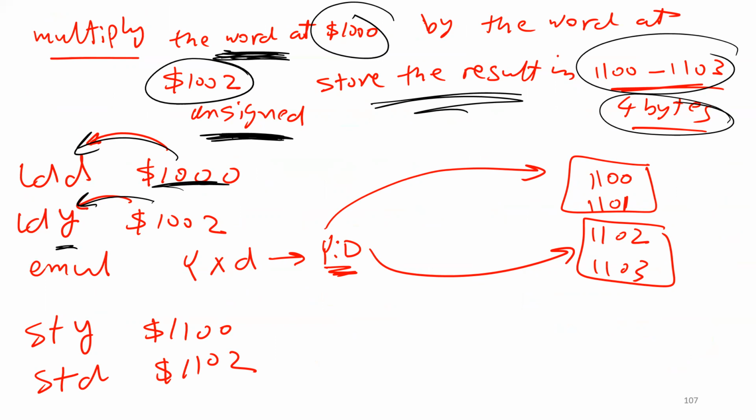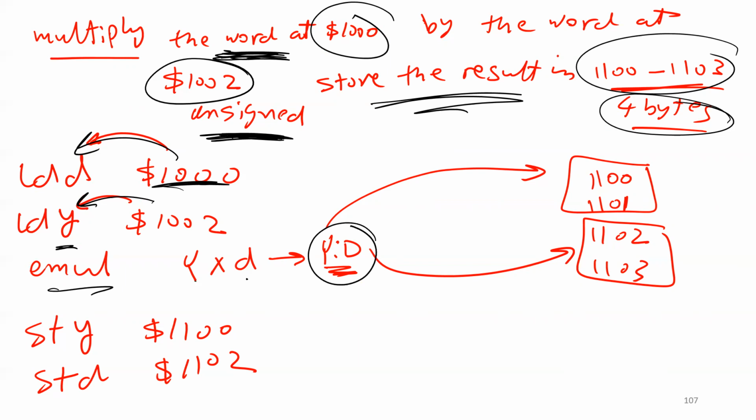Okay, why D and Y? Because this is how the instruction works. I don't have a choice. This is how it is, right? Then I'm going to do EMUL. I'm going to write EMUL. Okay, EMUL, this is for unsigned. Once you do EMUL, it is going to multiply Y by D and then store the result in Y and D this way. So now you have the result in Y and D, right?